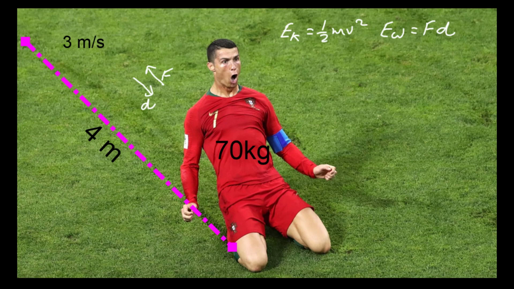So let's get an idea of the friction force of the grass. Well, first of all, let's work out the kinetic energy of Cristiano. So the kinetic energy, EK, is 1/2 times 70 times 3 squared, which is going to give you a value of 315 joules. So Cristiano Ronaldo has got 315 joules as he begins his slide. Now, the negative work done by the force of friction is going to take that 315 joules away from him, so that must in fact be equal to the work done by the friction force. So EW equals 315 joules.